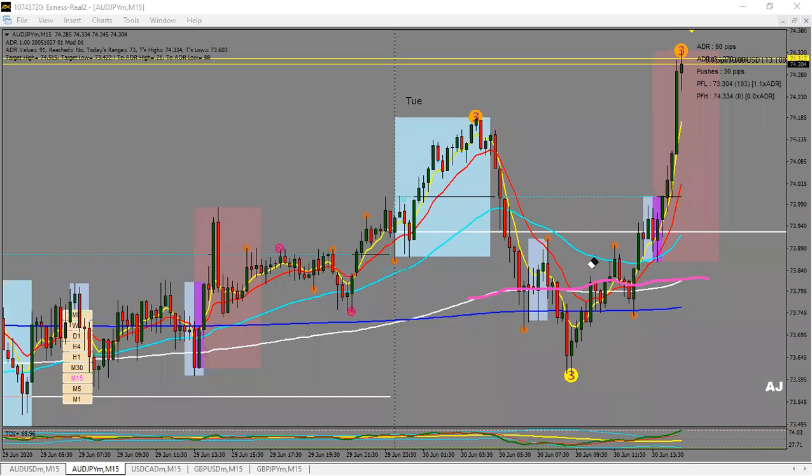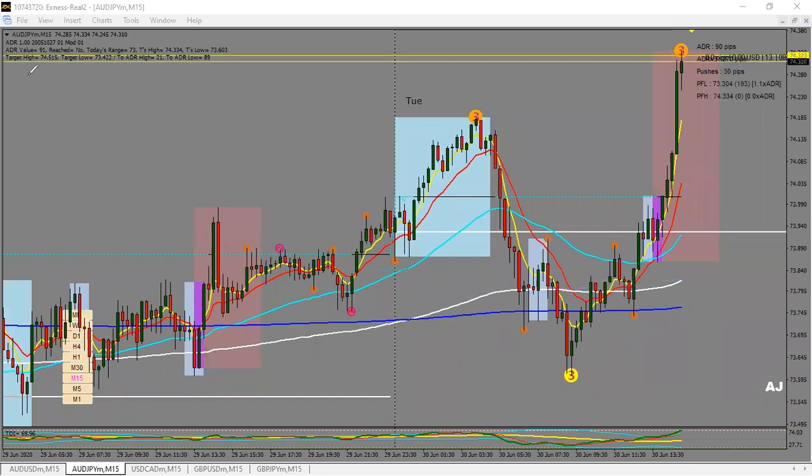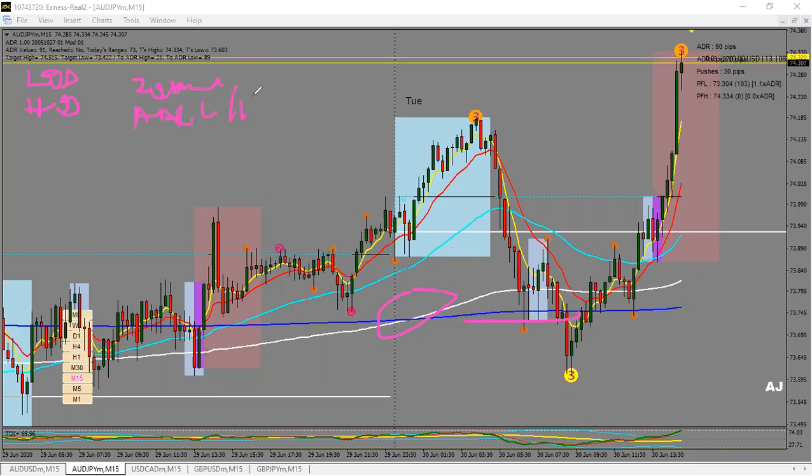Those are some of the keys that I always tell people: how do you know where your LOD or your HOD is going to appear? Your LOD or HOD is going to appear at the 200 EMA. It's also going to appear at the crossover of the 200 and 800. It's also going to appear at the 8-year low or high, and at yesterday's high or low.